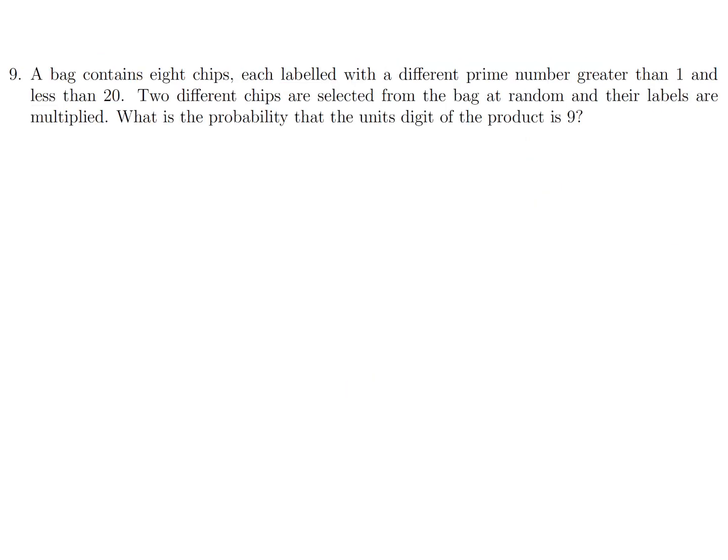A bag contains 8 chips, each labeled with a different prime number, greater than 1 and less than 20. 2 different chips are selected from the bag at random, and their labels are multiplied. What is the probability that the units digit of the product is 9?